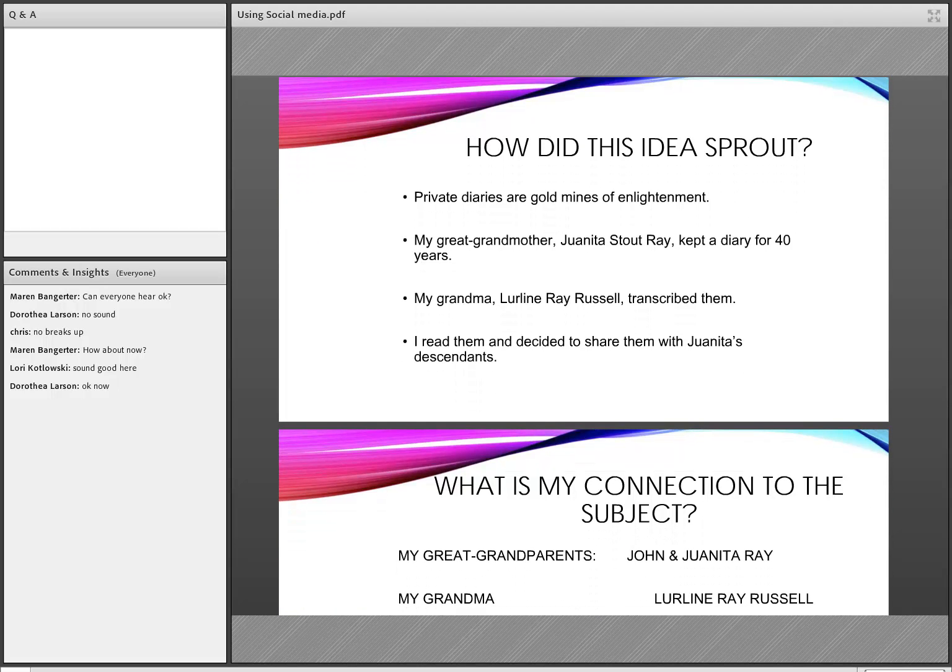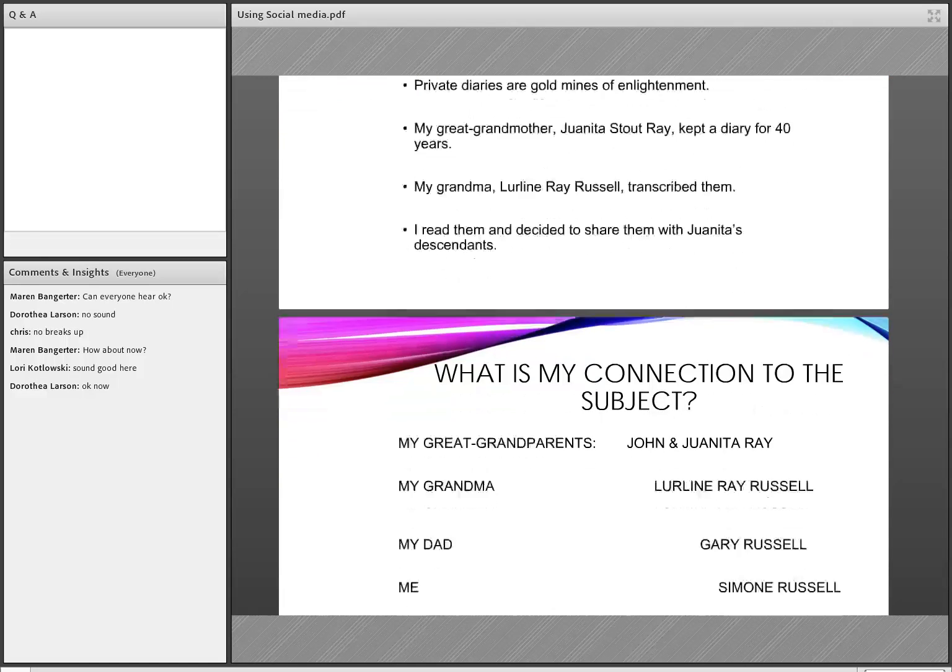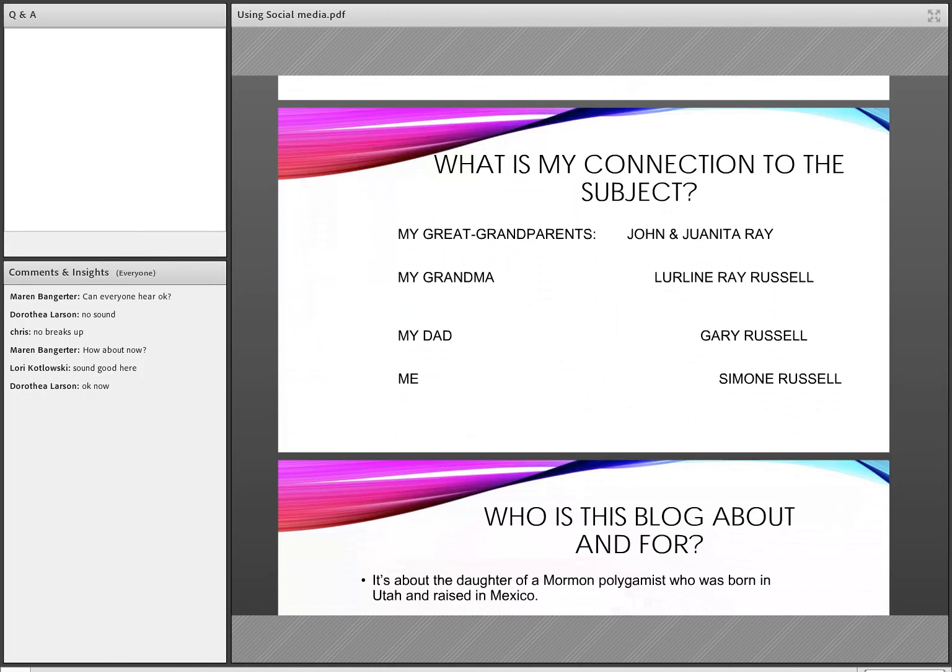So how this idea sprouted. This idea sprouted when I realized that my grandma had transcriptions of her mother's diaries, and I've always loved reading my ancestors' diaries for the gold mines that they are. My great-grandma, Juanita Stout Ray, kept a diary for 40 years, from 1913 until her death, through 1953. She died in January 1954. So my grandma, Lurleen Ray Russell, transcribed them, and she's the only living child of her parents at 96. So I read the diaries and I decided to share the diaries with all of Juanita's descendants. And she has quite a bit because she had 7 children that grew up to have families of their own.